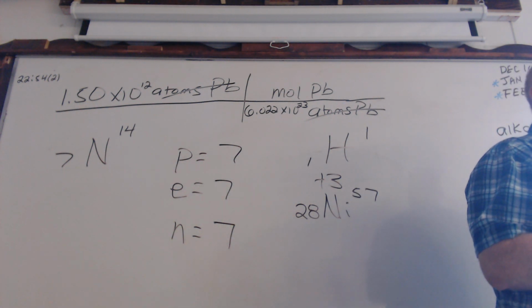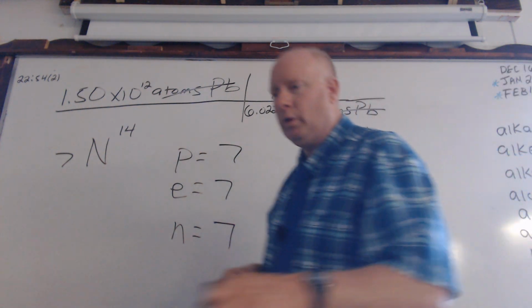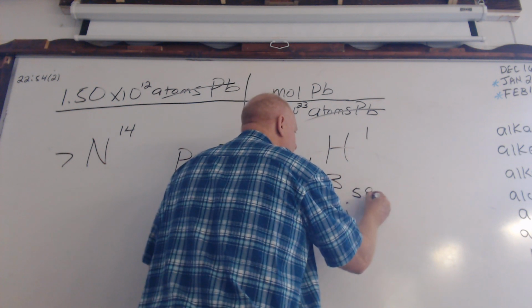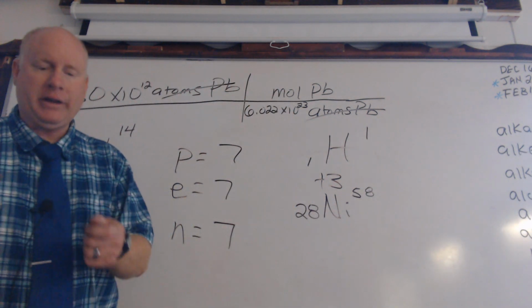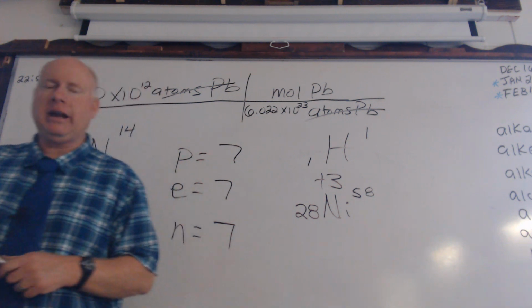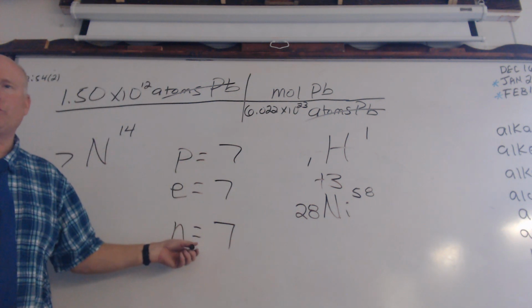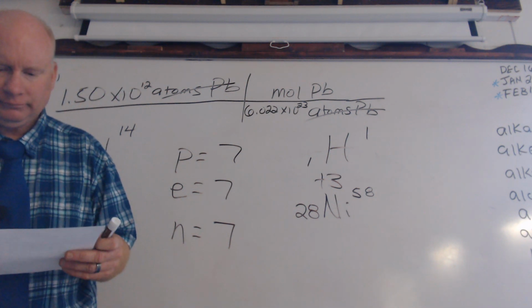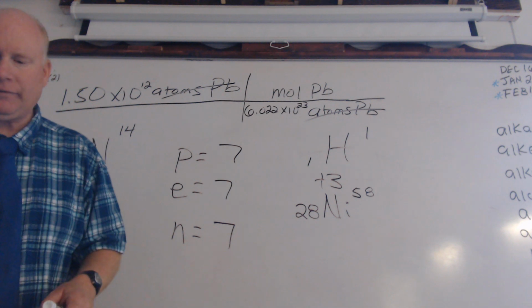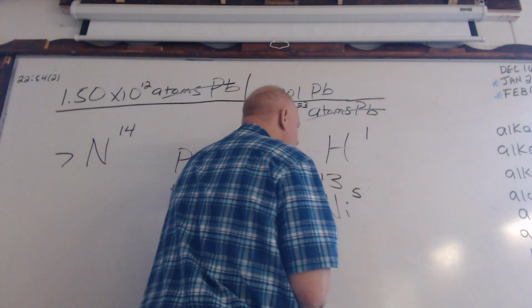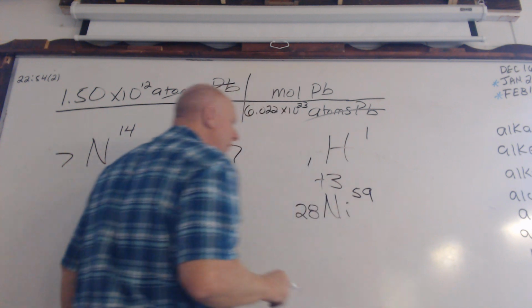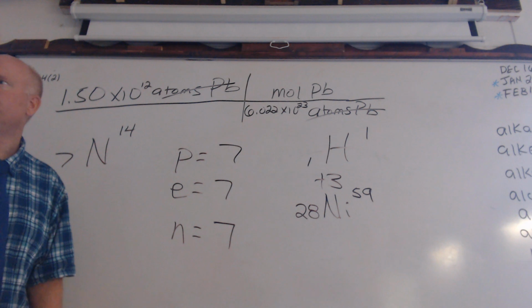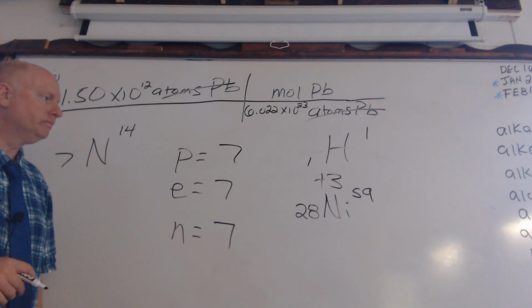Oh, it's 58.69. Okay, so then we just round that up, because you can't have a partial neutron. Did you round it up to 59? Yes, 59. Okay, that changes things just a little bit. It'd be 31 then.